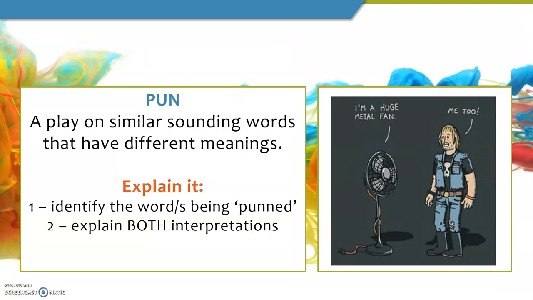So a pun is a play on similar sounding words that have different meanings. In order to explain a pun in context, you need to identify the word or the words or sometimes the phrase being punned. In other words, which words have two different meanings and in the context can be interpreted in two different ways. And then you need to explain both of those interpretations.